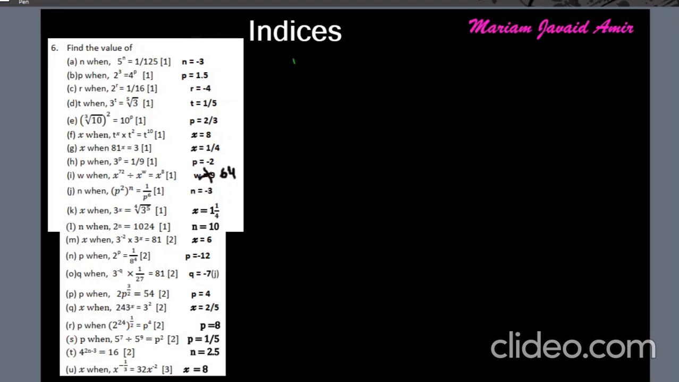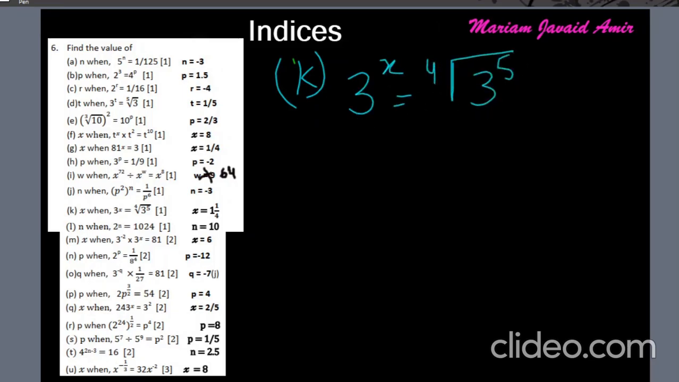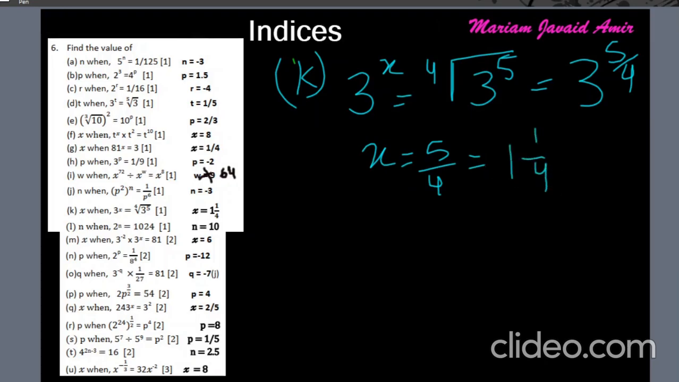Part K. 3 power x equals 4th root of 3 power 5, which makes this 3 power 5 divided by 4. So x equals 5 divided by 4, and preferably write it as a mixed fraction, 1 whole 1 by 4.